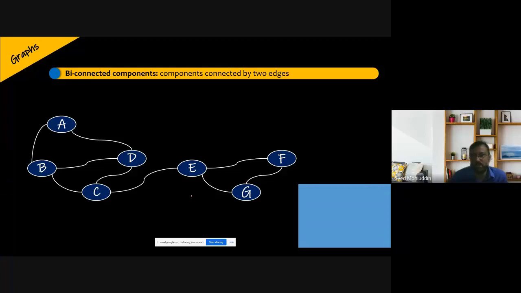So this is known as bi-connected components. That is, there are two edges, and two components are connected by those two edges. If there was only one edge, removing that edge will result in connected components. But in a bi-connected component, removing any one edge will not result in connected components. So the edges between A to E and C to E form a bi-connected component.